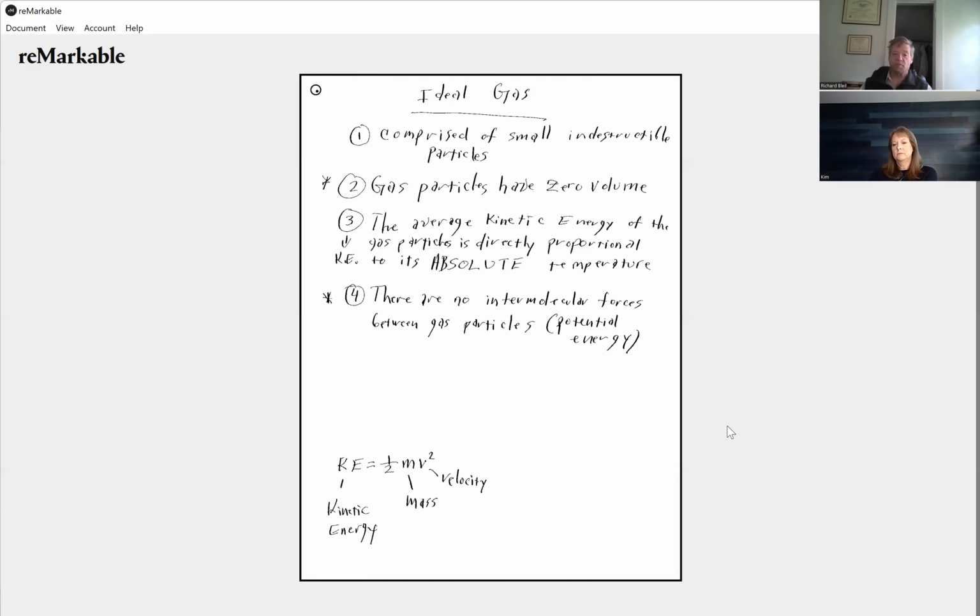So, those are the four components of an ideal gas, unless you're Mick Jagger, in which case they are the components of an ideal gas. It's like a joke, it's just smaller. Okay.